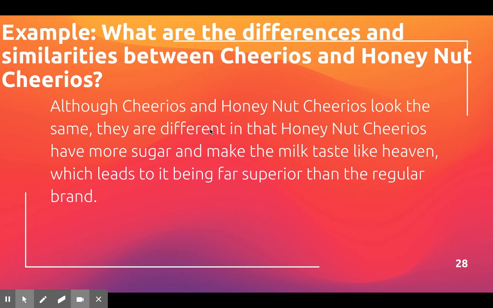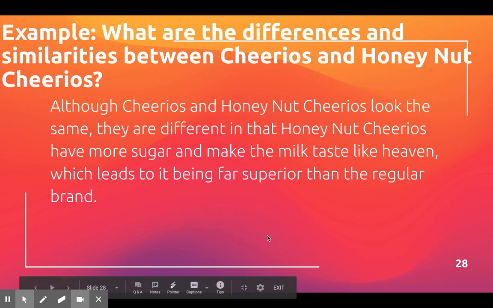So here I am telling you the difference. My difference here is that Honey Nut Cheerios has more sugar and the milk tastes better because it has so much sugar. And then finally, here is my extension, which leads to it being far superior to the regular brand. All right, that's my analysis. So I'm telling you that because they have more sugar, which makes the milk taste good, it is the better brand than the regular Cheerios. So that is me answering a thesis statement using compare and contrast.